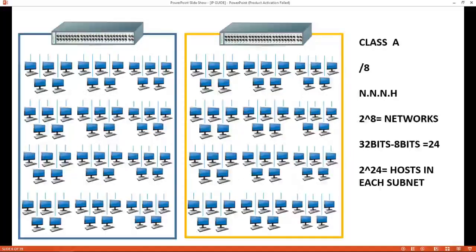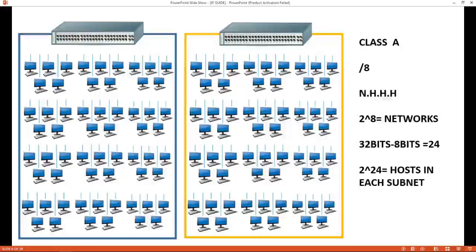So just have a look at this here. For example, when you have class A, which means /8, you can represent it simply by n dot h dot h dot h, which means your first octet represents the network and the remaining represent hosts. Okay. On the network side, if you change any bit value, you are going to be in a different network. On the host side, if you change anything, you still remain in the same network, right?